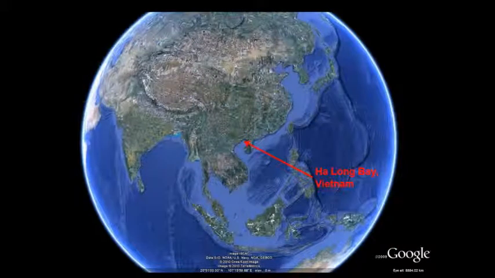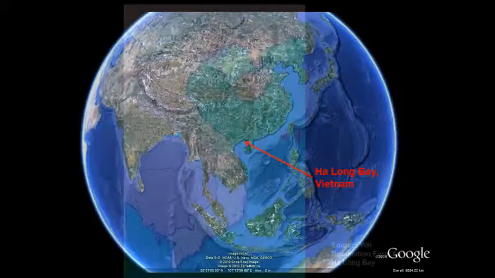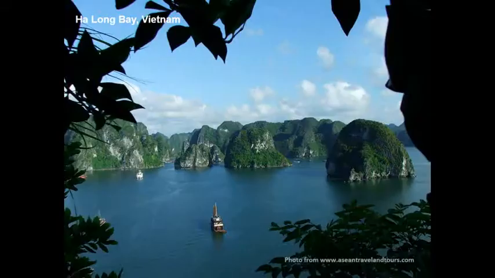Ha Long Bay, Vietnam, another famous World Heritage Site, extremely beautiful. So northern part of Vietnam, and yeah, incredibly beautiful.